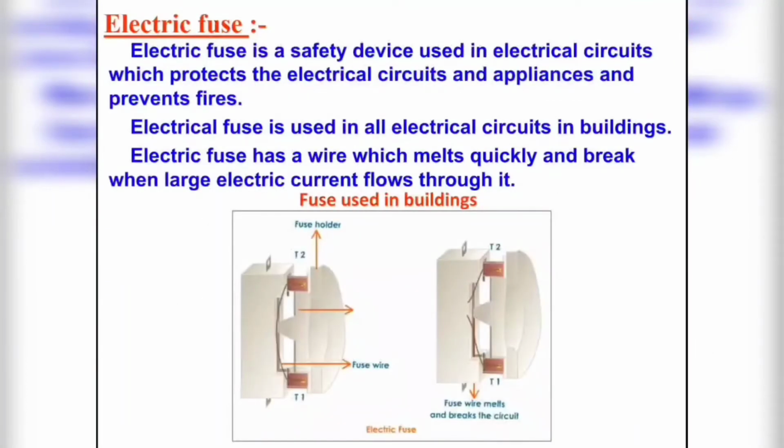Let's see how the electric fuse works. We all know that an electric fuse is a safety device mostly used in electrical circuits to protect the circuits and appliances and prevent fire. An electric fuse is used in all electrical circuits in buildings. It has a wire which melts quickly and breaks when a large electric current flows through a circuit, and it reduces the harm that could happen.